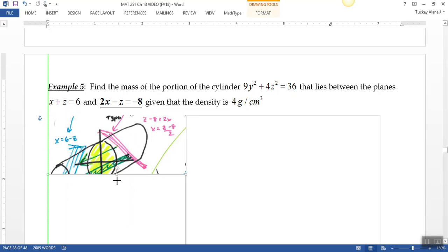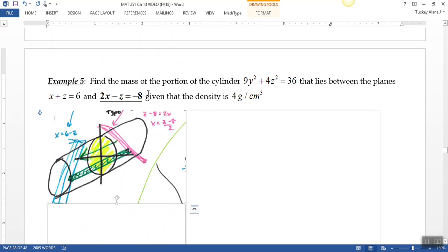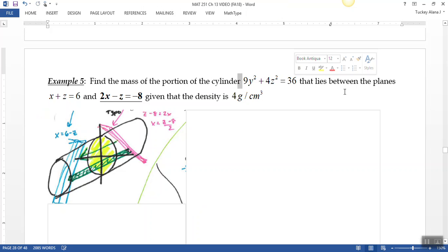First thing I did was I wanted to graph the thing. So it's a cylinder. It's stretched in the x direction because there's no x in here. And it's cut across by two planes. You have the x equals 6 minus z plane. And then I solved this plane for x as well, because I figured since there's no x in this thing, I'm going to have to do this with respect to x since it's stretched in the x direction. So I solved this for x and I got x equals z minus 8 over 2.